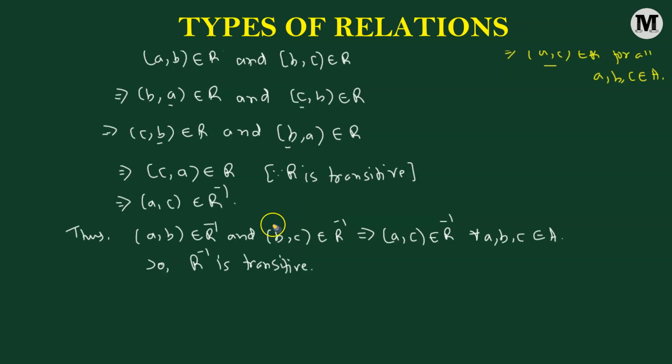So we have successfully shown that our given relation R inverse is symmetric, it is reflexive, it is transitive, provided R is an equivalence relation. So we can say hence our inverse relation of R is also going to be an equivalence relation. It is going to be an equivalence relation on the set A, hence proved.